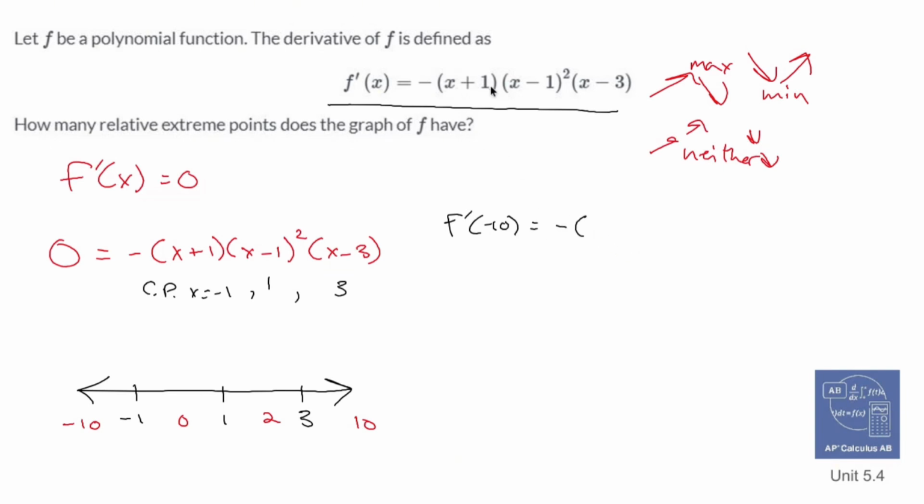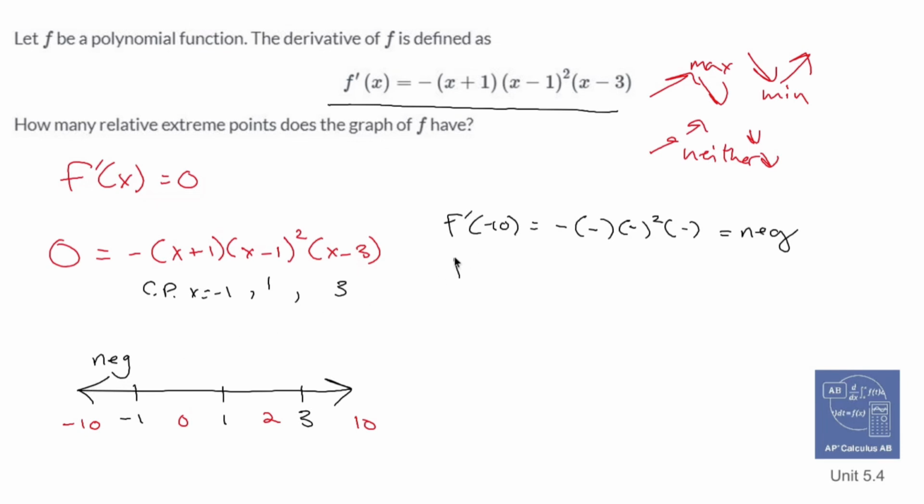So let's be smart here. Negative 10 plus 1 is going to stay negative. Negative 10 minus 1 is going to stay negative, squared. And then negative 10 minus 3 is going to stay negative. Negative times a negative times a positive times a negative is going to stay negative. Okay, so you are negative.